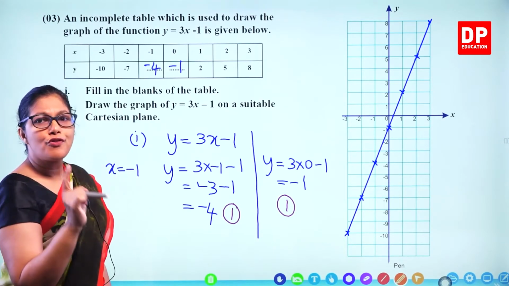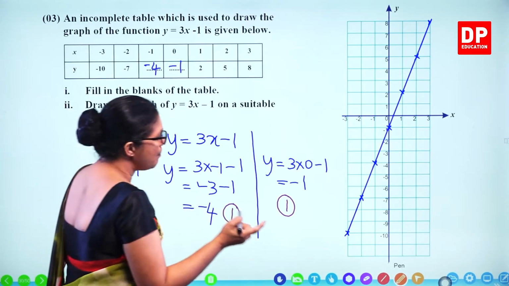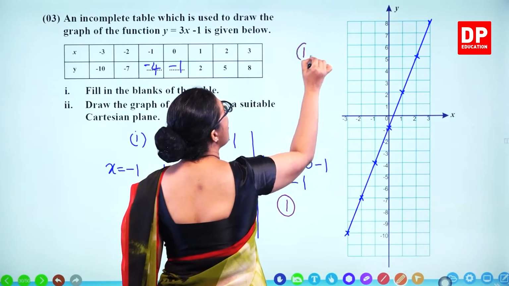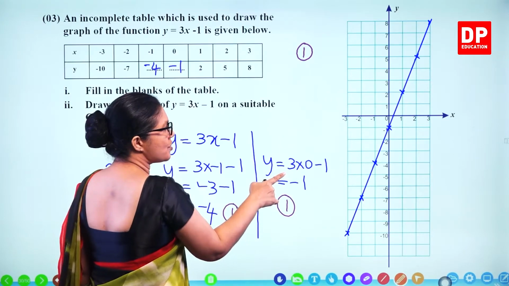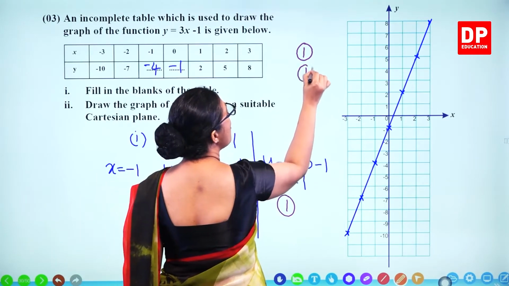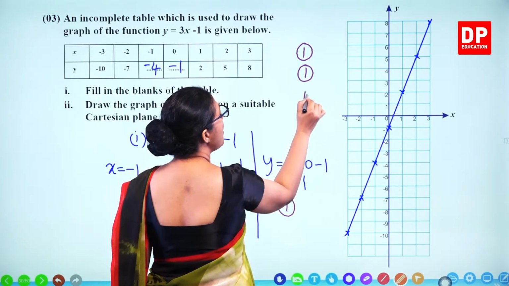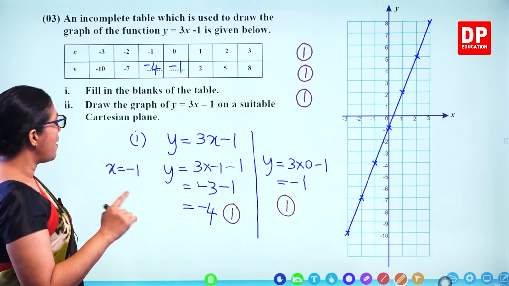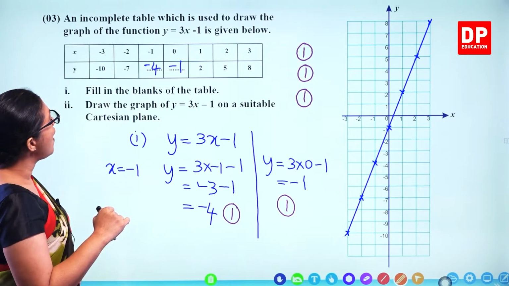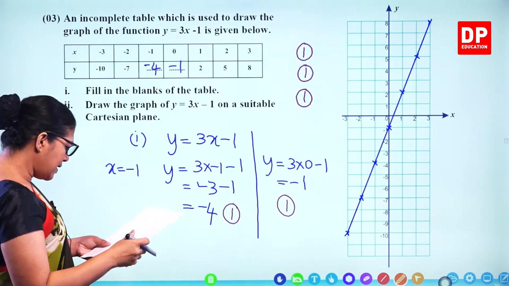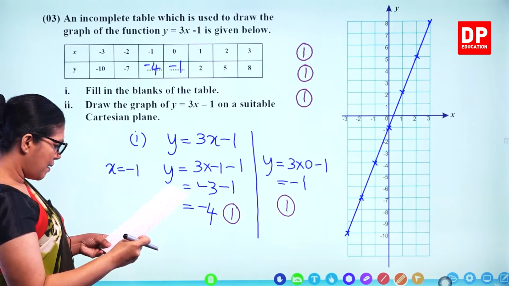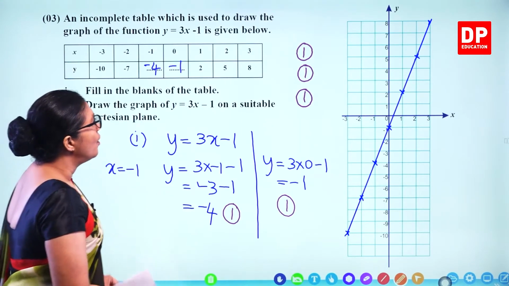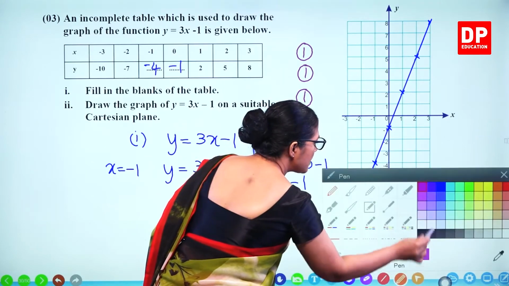So when you draw a line, you get 3 marks. How do you get 3 marks? 1 mark for the scale that you used, then 1 mark for marking the points and 1 mark for connecting the points. So 3 marks there, 3 plus 2, 5 there. So 3 and 2. Now let's do the next part.